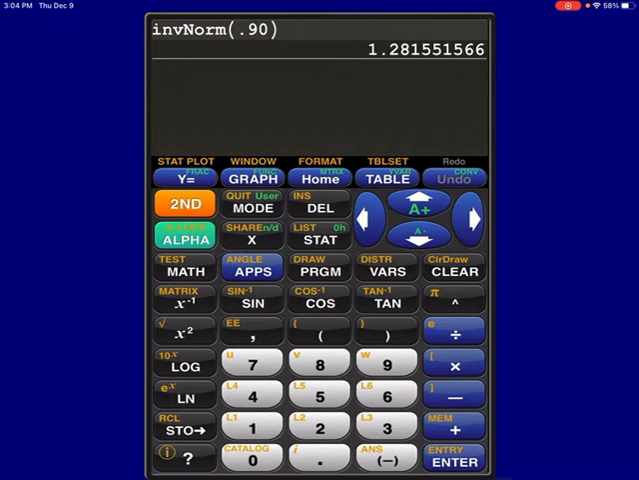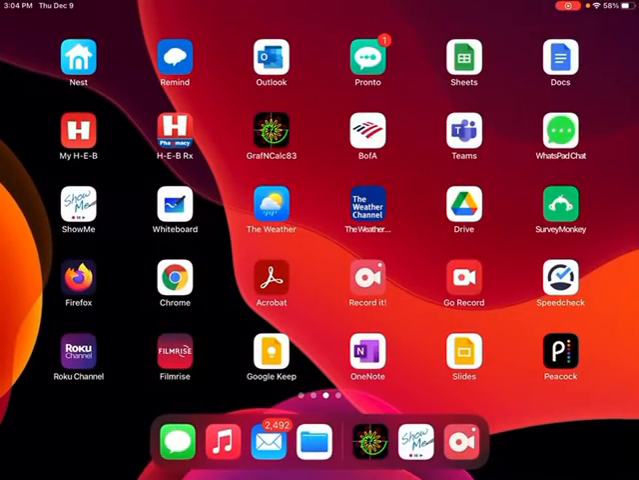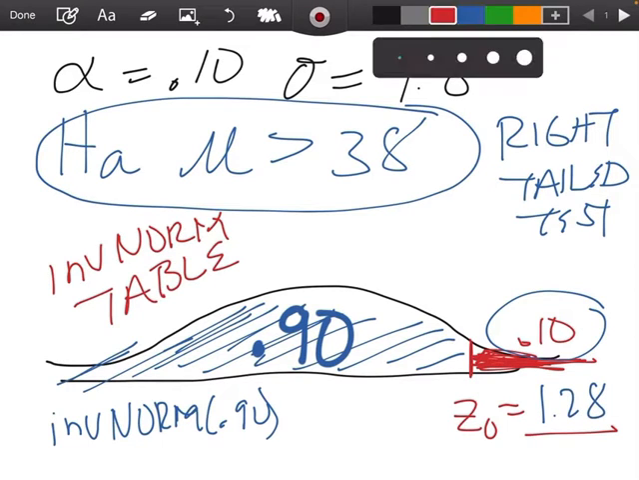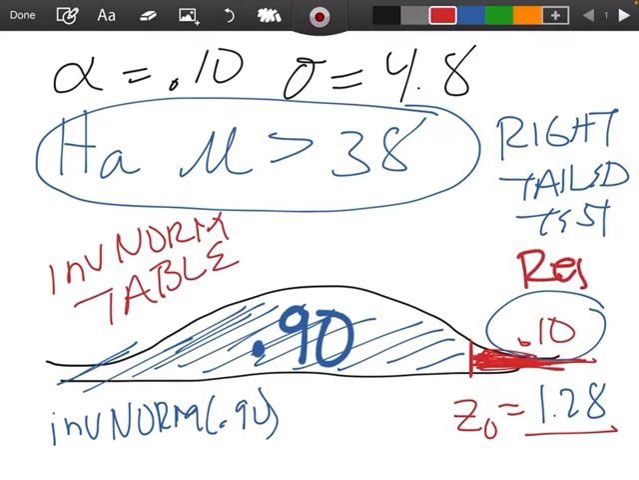And so let me do this on my calculator, so let me clear all this out. So I'm going to go second, vars. I'm going to go to inverse norm of 0.90, okay? And if you notice the number I'm coming up with is like 1.28, right? Okay, so then let me come back over here. We know that this number is now 1.28.